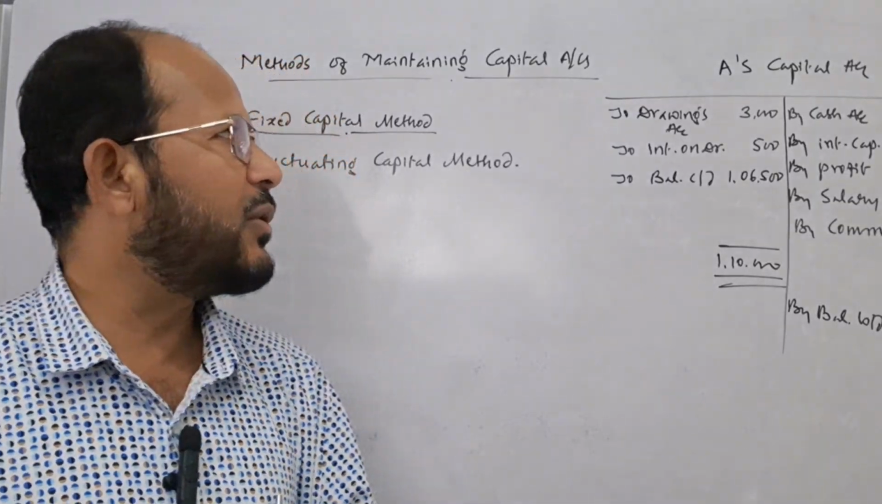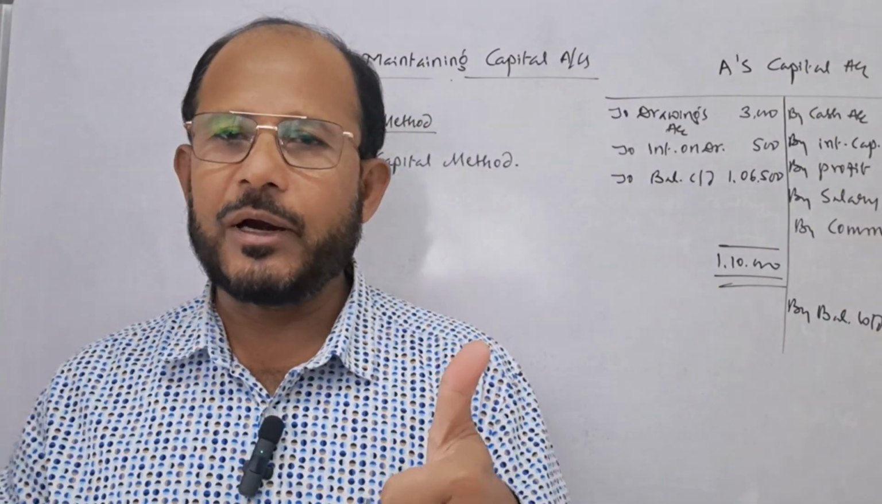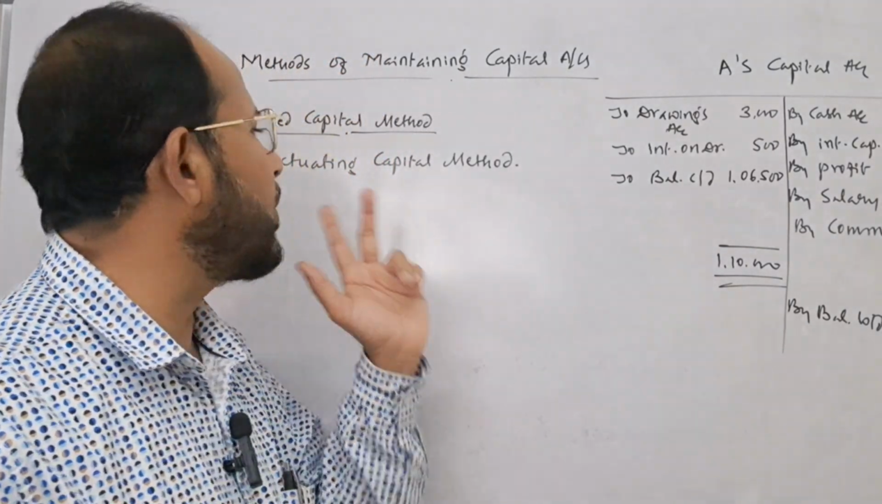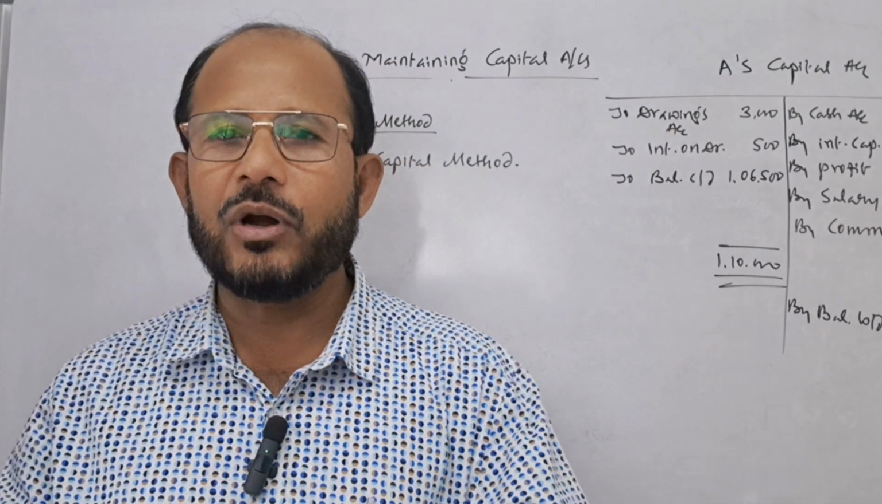Here, the important thing to remember is that under the fixed capital method, two accounts are maintained. One is the partners' capital account, next one is the partners' current account. But in case of the fluctuating capital method, only partners' capital accounts are maintained but not current accounts.